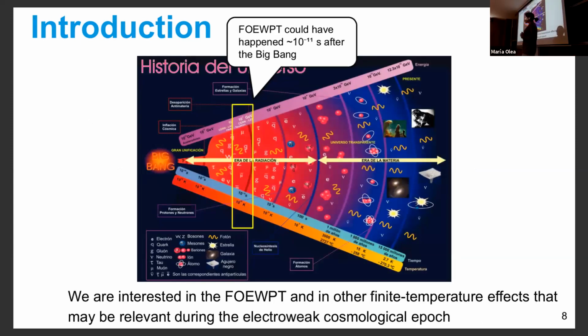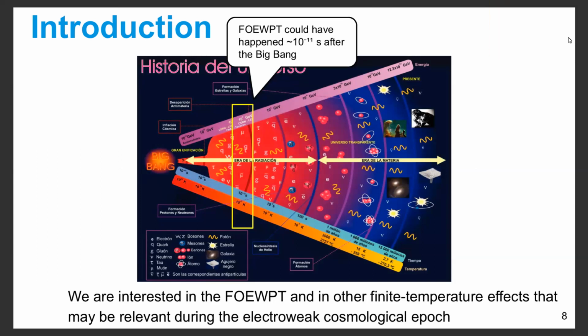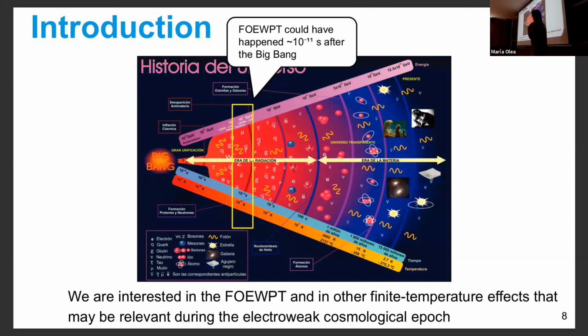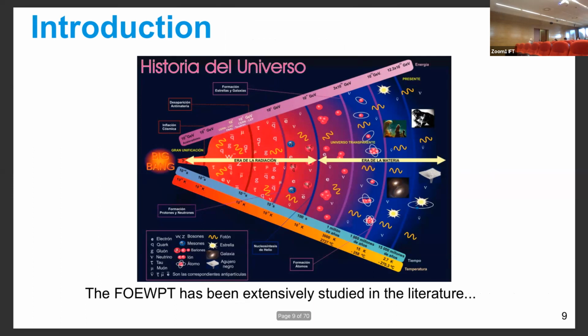Okay, so as I said, we are interested in the first-order electroweak transition, but also in other finite-temperature effects that might be relevant during the electroweak cosmological epoch. And to put a bit of context, the first-order electroweak transition would have happened at about 10 to the minus 11 seconds after the Big Bang. And this phenomenon has been extensively studied in the literature.